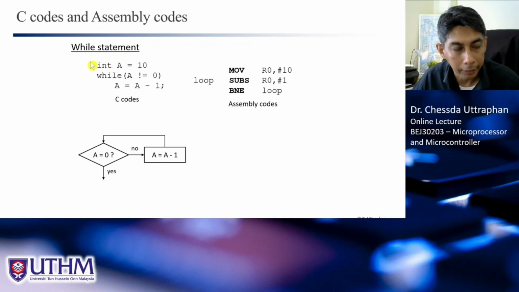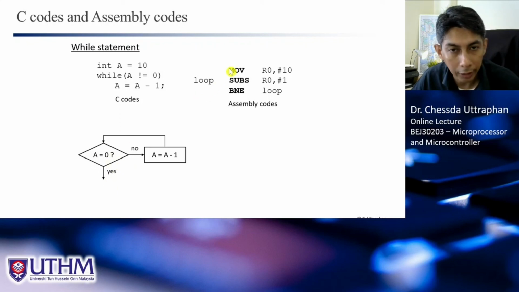The while statement. All right, so in C, we can have a code like this. While A is not equal to 0, we decrement A until A equals 0, and then we exit the loop. So the flowchart can be this, where we check whether A equals 0. If not 0, we decrement A until A equals 0, and we exit the loop.